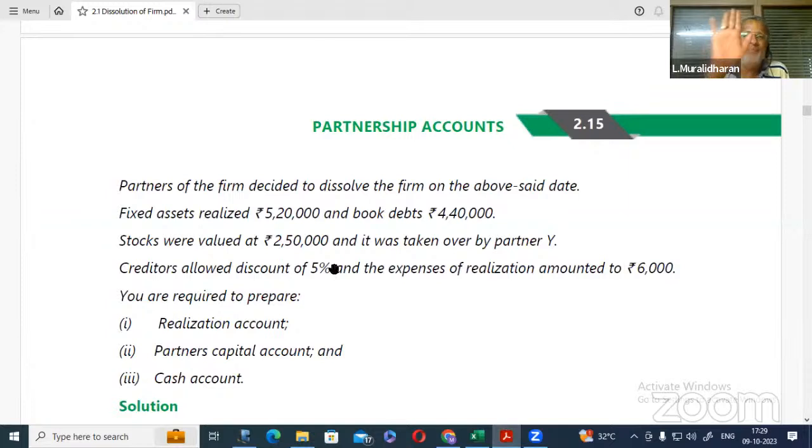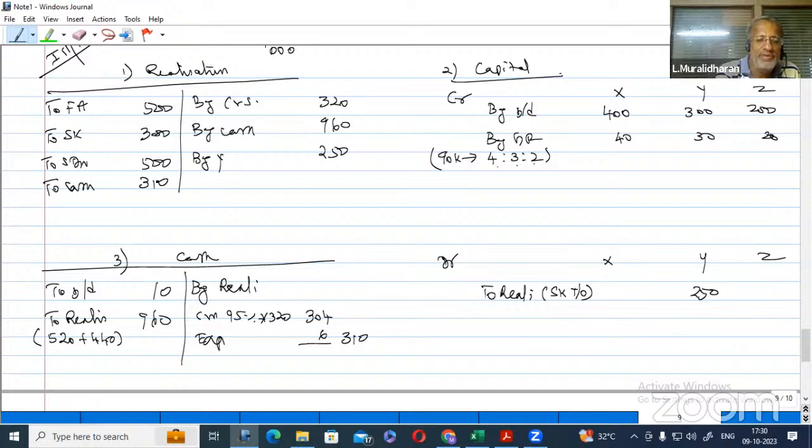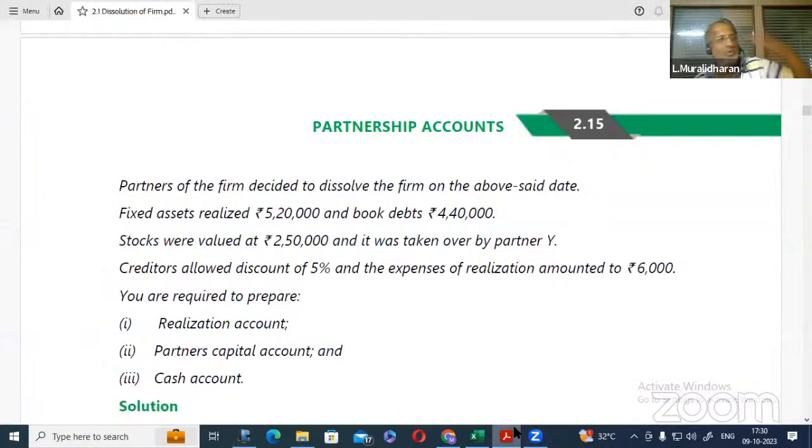Creditors allowed a discount at the rate of 5% and expenses came to 6,000. So by realization account, creditors 5% would mean 95% of 320. How much is 95% of 320? 0.95 into 320 is 304. Then expenses came to 6, so 310 it is. Here to cash 310. Correct. So fixed asset realized, taken over and the payment, all that over. There was no loan account and all that.